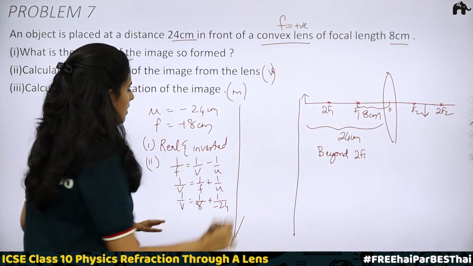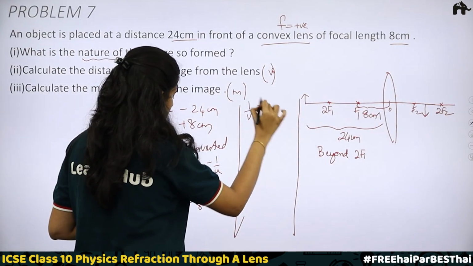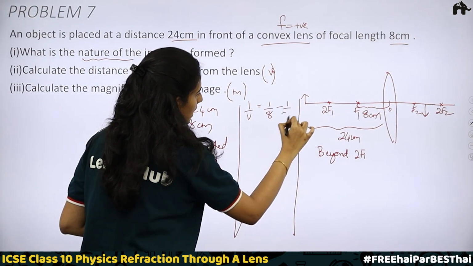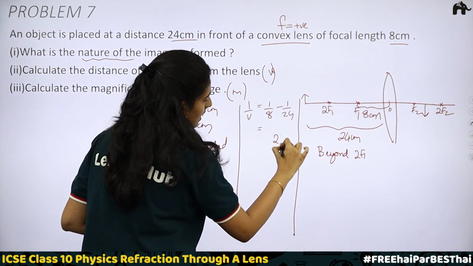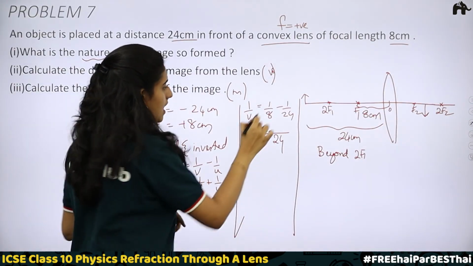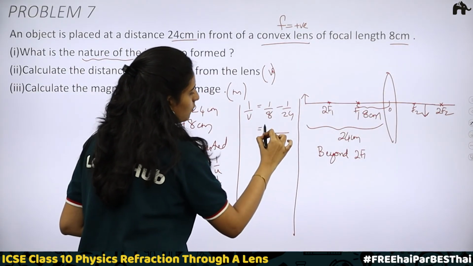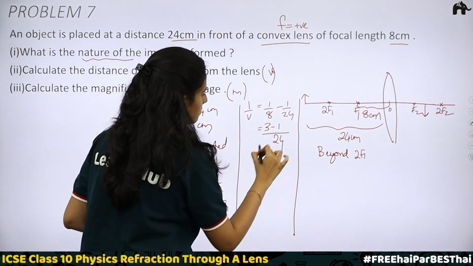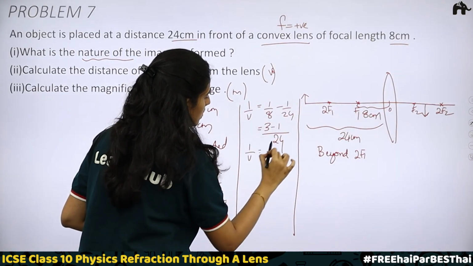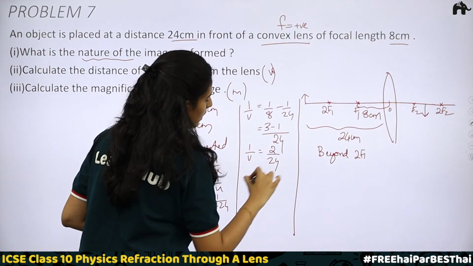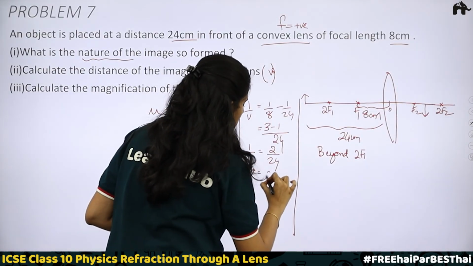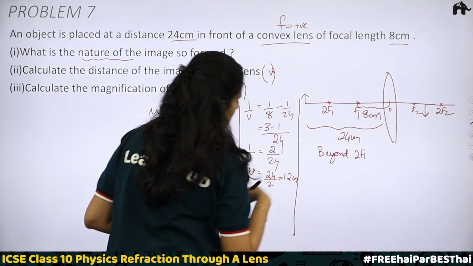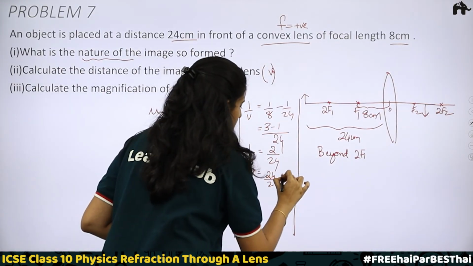Okay. 1 by V is equal to 1 by 8 minus 1 by 24, which, taking LCM 24 in the denominator, 8 3s are 24, 3 into 1 is 3, minus 24 into 1 is 24, 1 into 1 is 1. Okay. Therefore 1 by V is equal to 2 divided by 24, and V is equal to 24 divided by 2, which is 12 centimeter. Positive 12 centimeter.